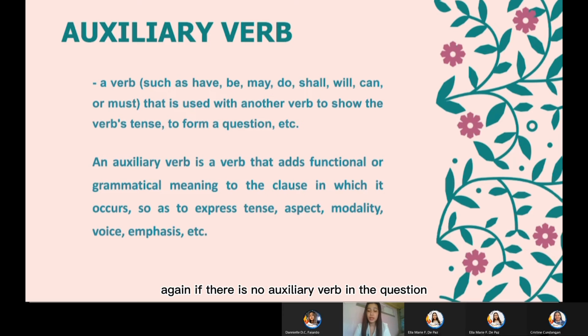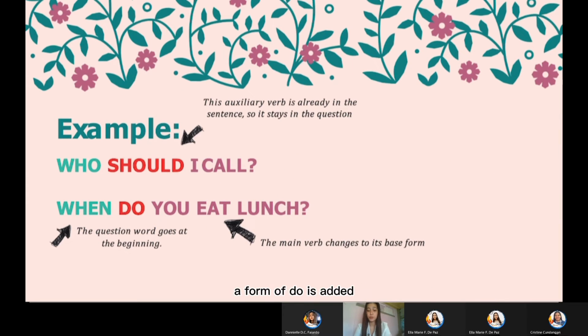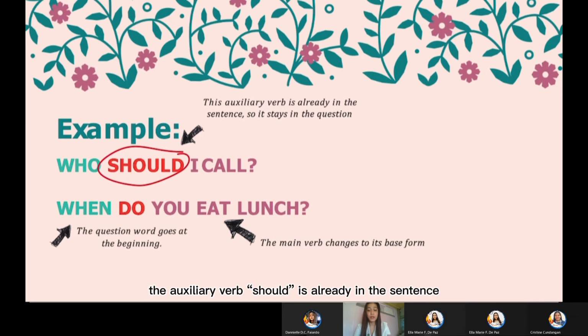Again, if there is no auxiliary verb in the question, a form of do is added. So here's an example. Who should I call? First, what is our auxiliary verb here? The word should. The auxiliary verb should is already in the sentence, so it stays.